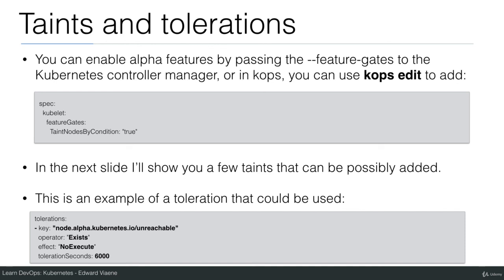So here is an example of toleration that could be used. If this node.alpha.kubernetes.io/unreachable key exists, then the effect will be NoExecute, so it will evict all the pods on this node, but you can say I want to be evicted only after 6000 seconds. Because maybe if you're going to reschedule a pod, it will take a lot of time, so sometimes it's better to wait some more minutes to be evicted. If it is reachable again, then no work needs to be done.